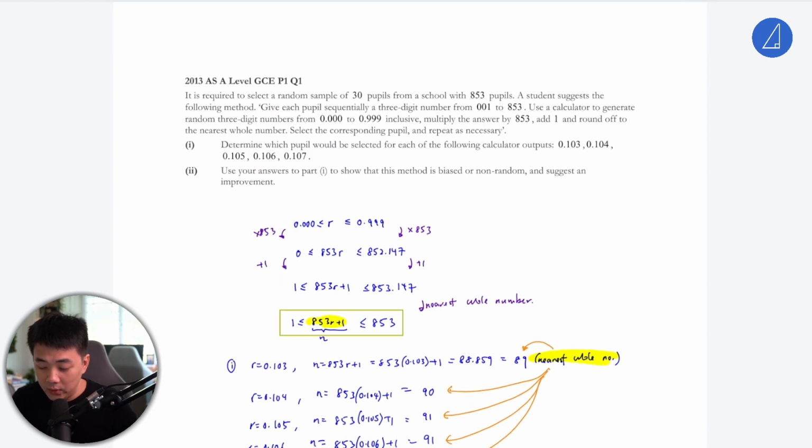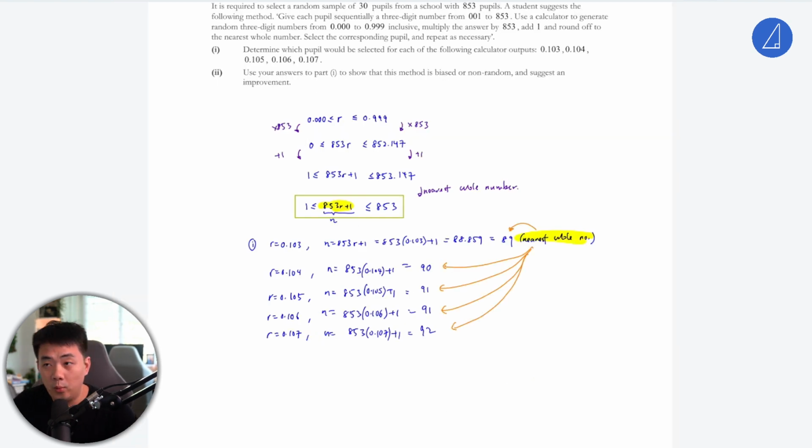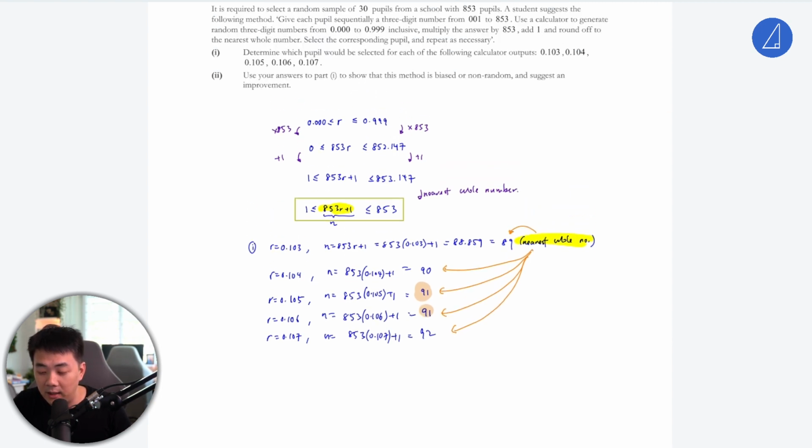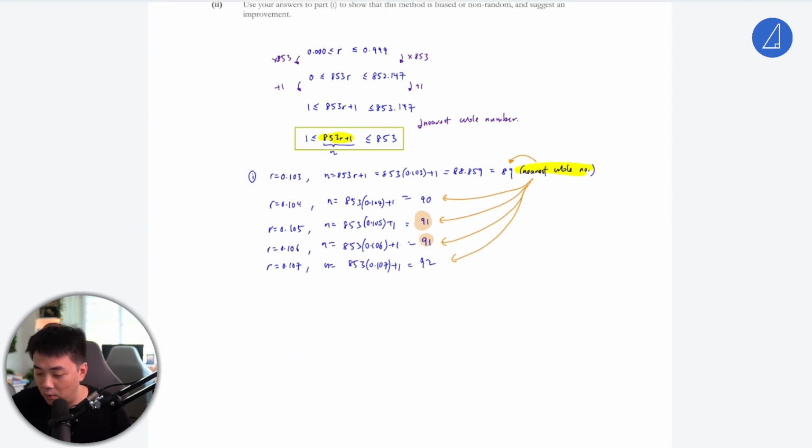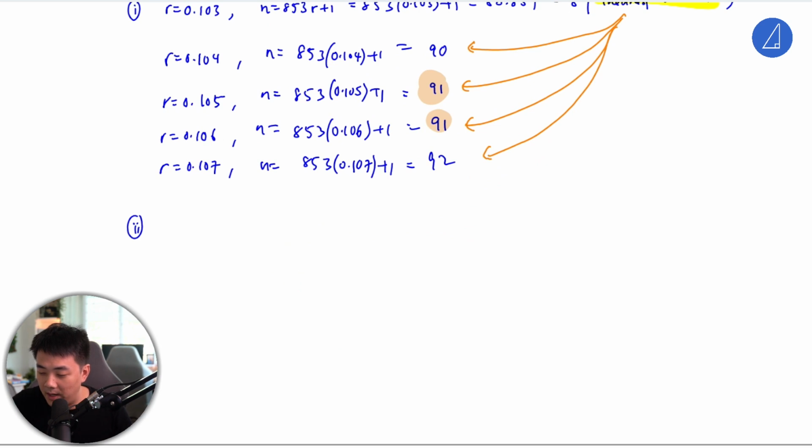Now, part 2: use the answer in part 1 to show that this method is biased and non-random, and suggest an improvement. Totally random means that each number would have an equal chance of being chosen. From this sample, from 0.103 to 0.107, you can see that 91 appears twice, meaning the student with the number 91 has a higher chance of being selected. So this method here is biased. We are told to then suggest an improvement. First, I'm just going to write this down. You have to give reasoning why part 1 shows that it is biased.